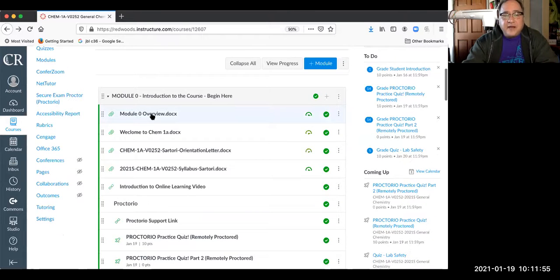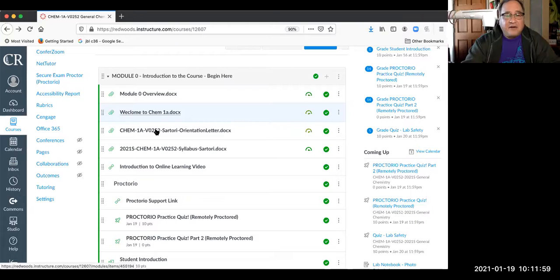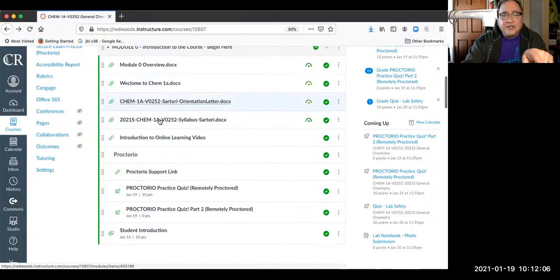So here's my welcome to Chem 1A letter. It tells you basically you're going to be studying at least 17 hours a week. That's the big take home there. Here we have the orientation letter and we have the syllabus. So these are all kind of in order. They will only be in this module. So if you need to refer to those, you need to know that you need to go back to module 0.